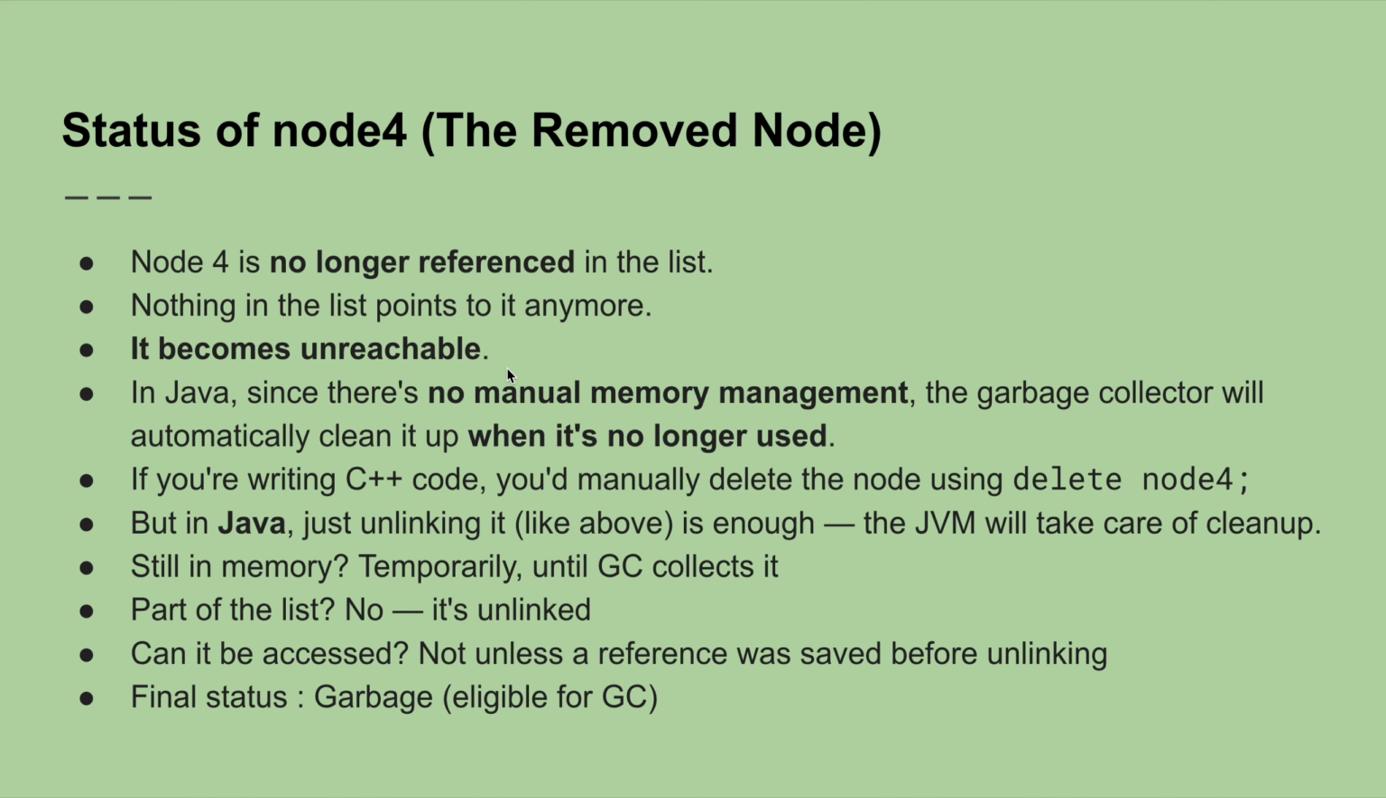So if an interviewer asks: you have just made a new next link from node 3 to node 5, which means you are unlinking from 3 to 4, what is the status of node 4 now? Because you have unlinked it from here, created a new link from node 3 to 5, and removed node 4, then what is the status of that?